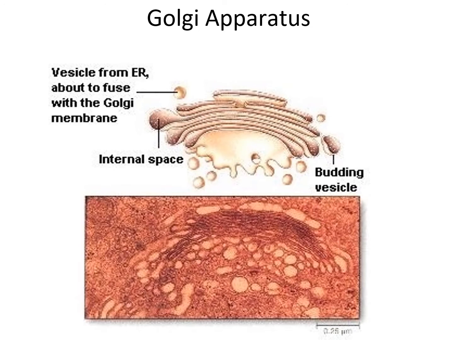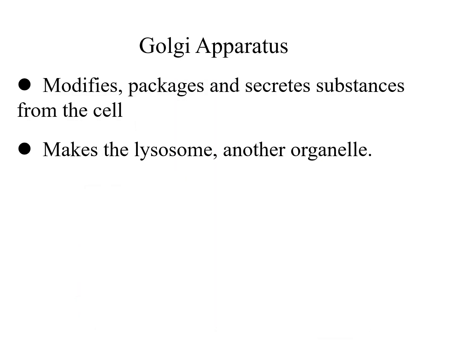Here's a look at the Golgi apparatus, and you can see these vesicles and vacuoles being exported off their surface. Eventually, those vesicles and vacuoles will fuse with the plasma membrane and leave this particular cell. All right, so in summary, the Golgi apparatus modifies, packages, and secretes substances from the cell, such as vesicles and vacuoles. They are just simply two sizes of sacs. Vesicles are smaller sacs, while vacuoles are larger sacs. The Golgi apparatus also makes the lysosome, another organelle that we'll discuss in just a moment.